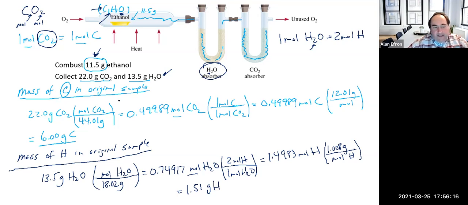Yeah, so the 18.02 is the molar mass for water. So if we go from the periodic table, it's 2 times 1.008 plus 16 grams per mole. And again, that's just from the periodic table, adding up all the parts to get to the 18.02. Other questions on that?